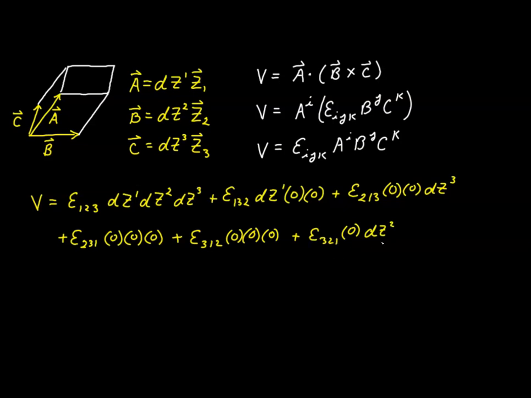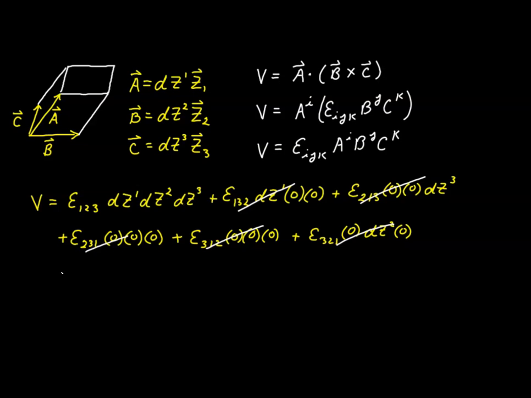Okay, we went through all of that to see that every one of these terms has at least one factor of 0. In other words, the entire expression is equal to this one term. The volume of our parallelepiped is simply epsilon 1, 2, 3 times dz1, dz2, dz3.